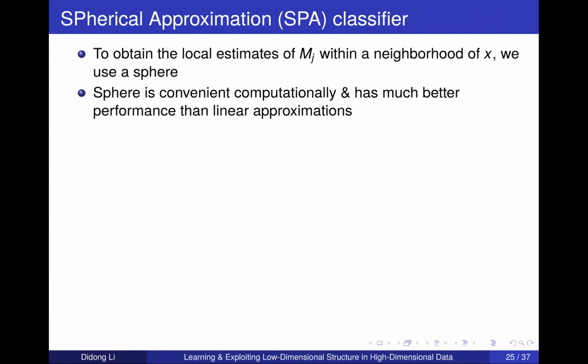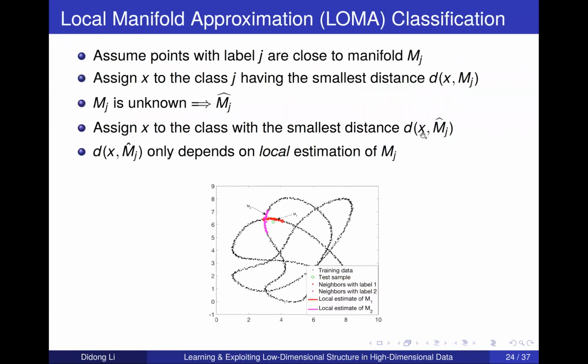Sphere is also very convenient computationally, and we have SPCA, which has much better performance than the linear method. And the distance between a point and a sphere has a closed form, like the linear projection from x to a hyperplane. So we have a spherical projection from x to some sphere that has a closed form solution.